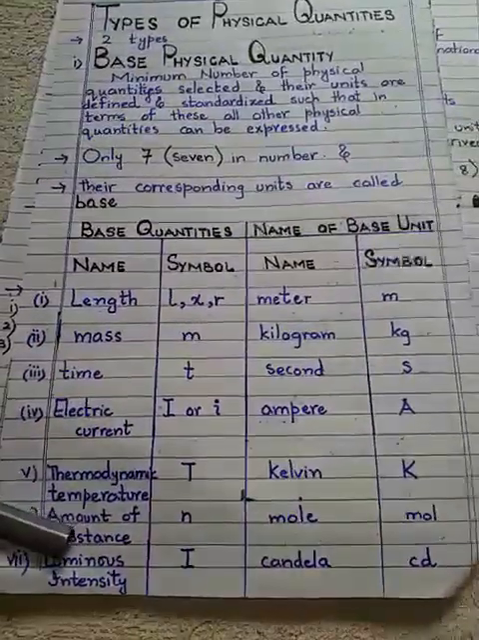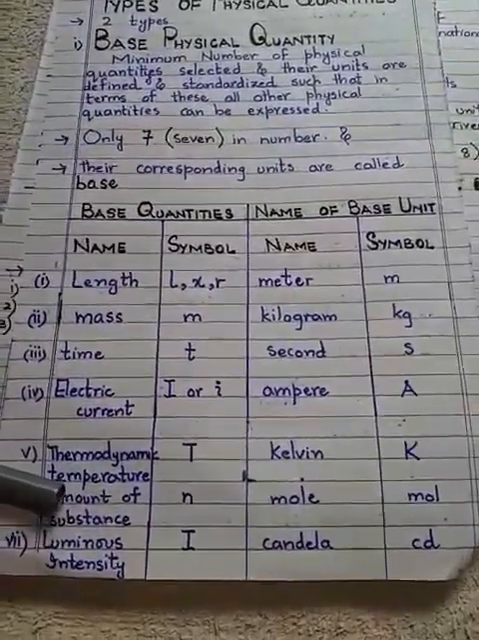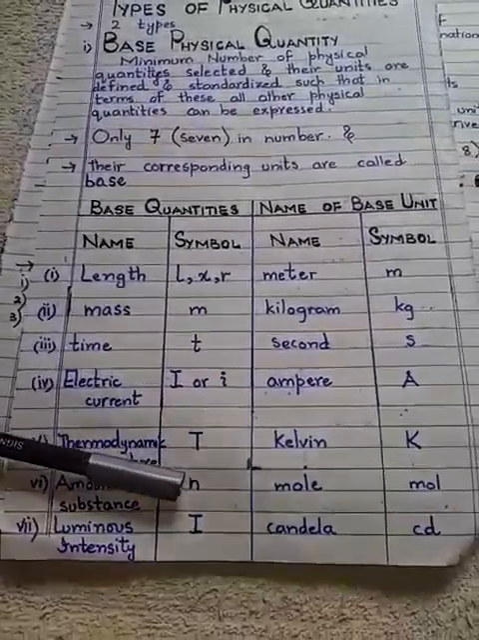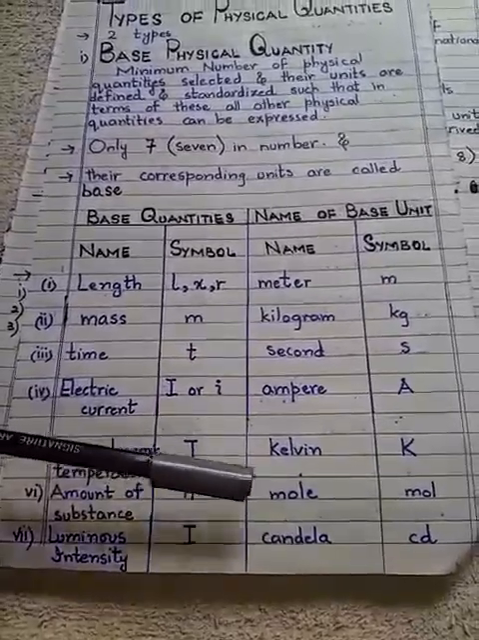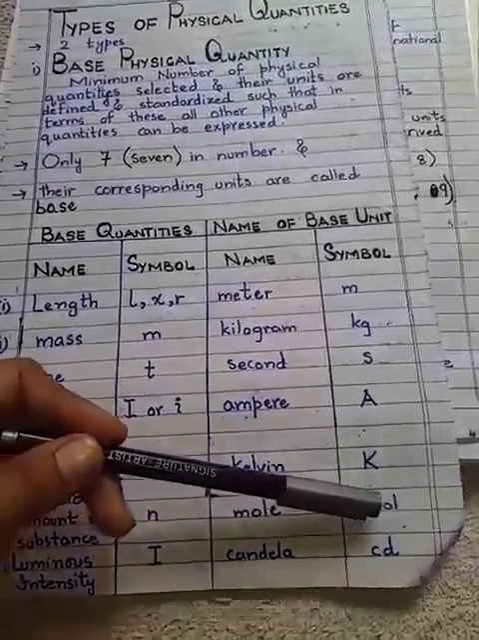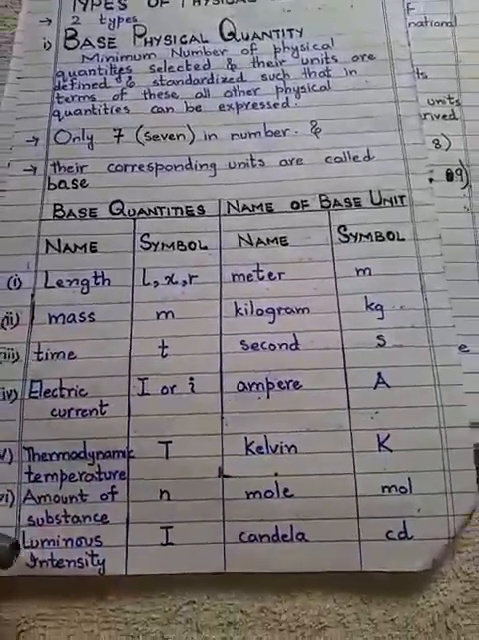Amount of substance. Amount of substance means quantity, simply quantity. The symbol of amount of substance is small n. The SI unit is mole, and the symbol is mol. The E is eliminated.